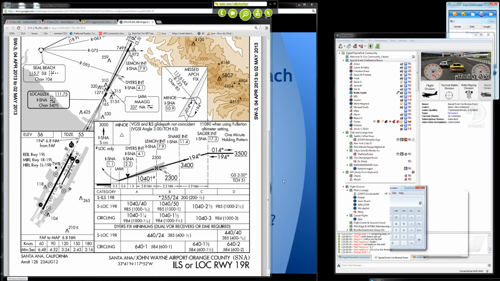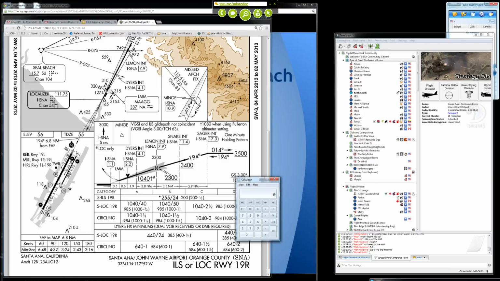Okay, got my handy dandy calculator. So we have 3.5. My mistake, 3.8 from Lemon to Dyers, plus 1.9 to the VDP, plus 0.6 to the middle marker. That gives you only 6.3.